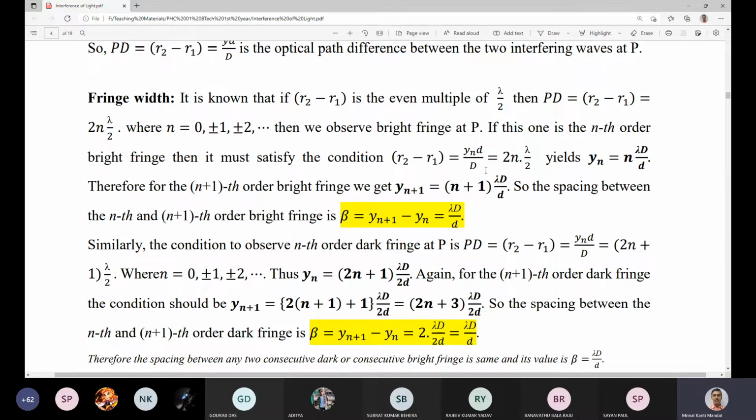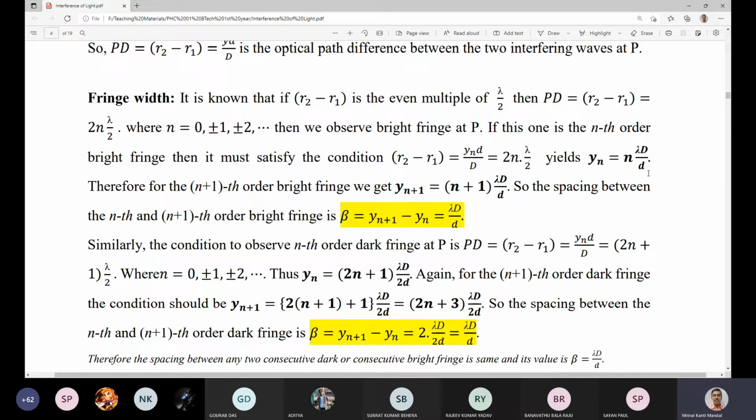Now, if Y is the position of the nth order principal maximum, that is the nth order bright fringe, then we can write Y equal to Yn. That is, the nth order bright fringe is located at a distance Yn from the central position. Then R2 minus R1, that is Yn d divided by capital D, is equal to twice n lambda by 2. So Yn equals n lambda D divided by small d.